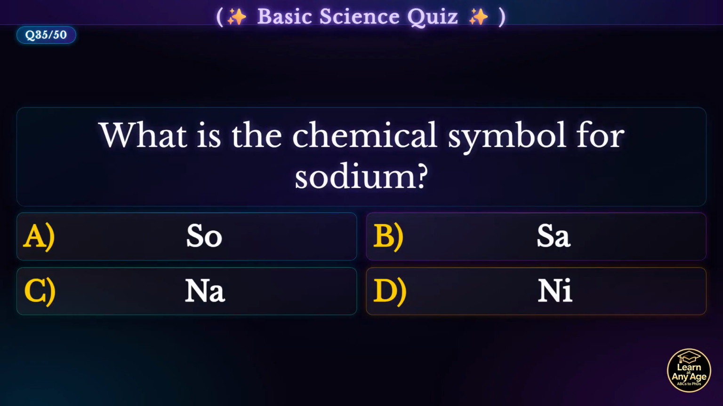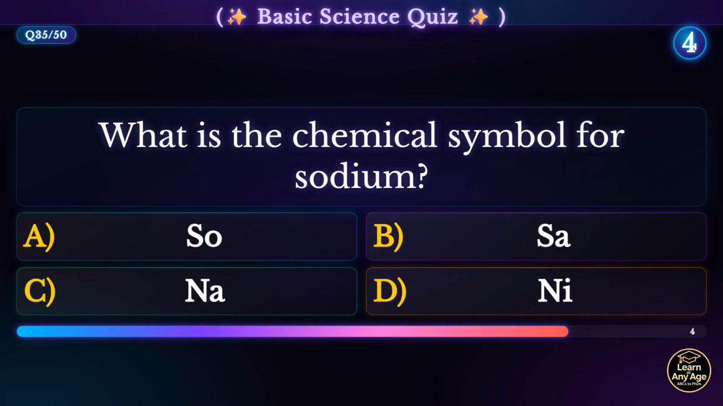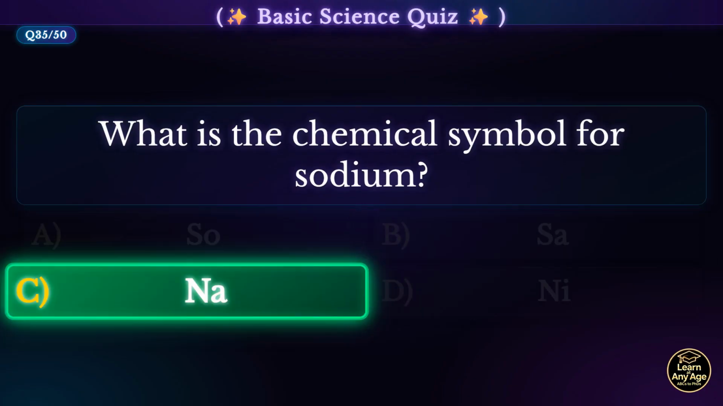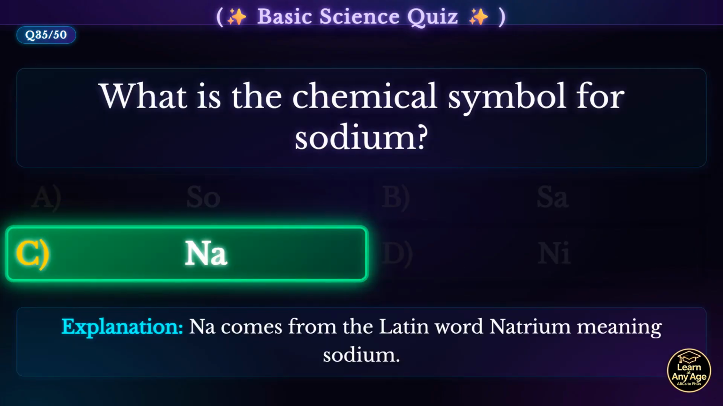What is the chemical symbol for sodium? S, O, Na, Ni. Na. Na comes from the Latin word natrium meaning sodium.